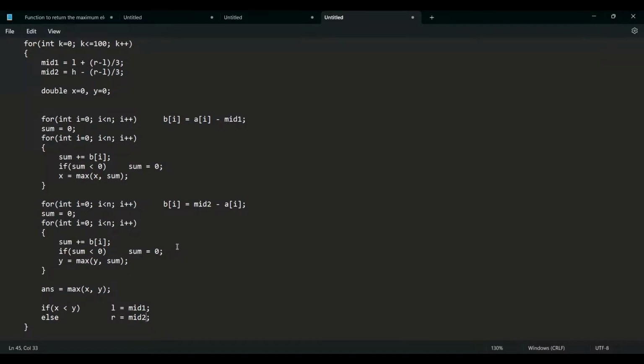Is it okay? Yes, no, anything? Yes, k less than 60 will also work. You'll have to check it once. I haven't really submitted it for k less than 60. I have submitted for 100 only, but I think it should work. Is it okay?